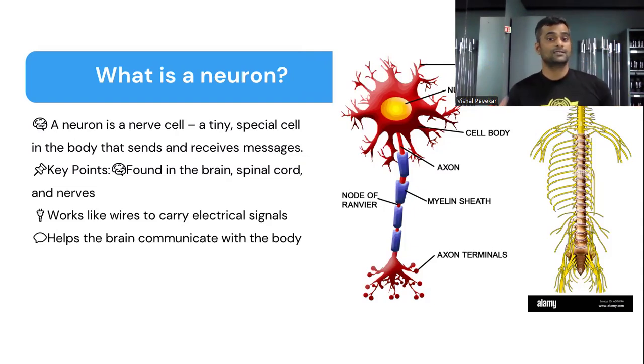So if the brain has to send a signal to my body, it is through neurons, and if the body has to send a signal to my brain, it is through neurons, right? So this neuron helps us to communicate between the body and the brain, right?